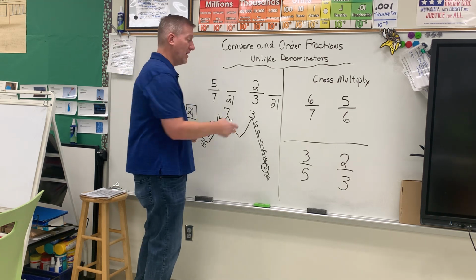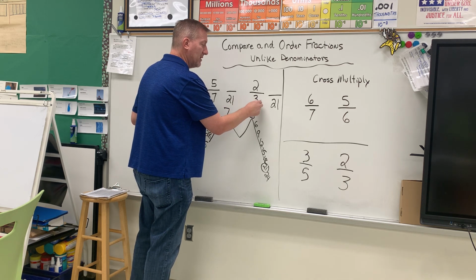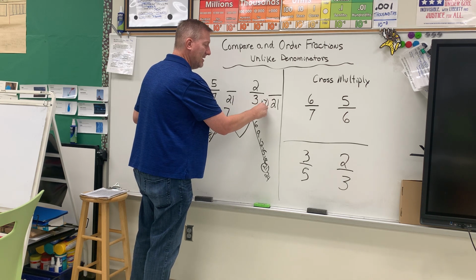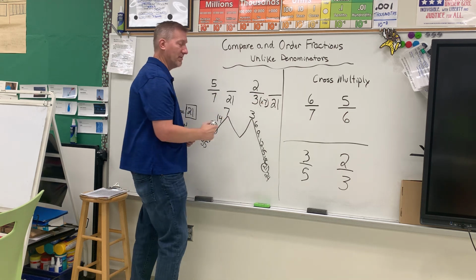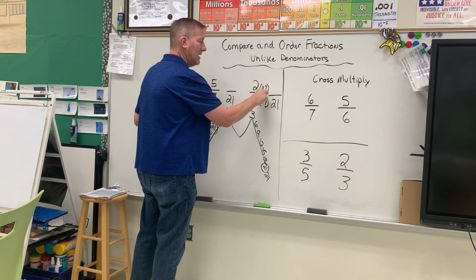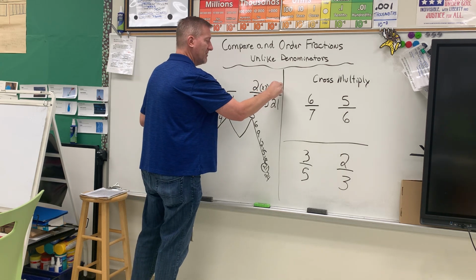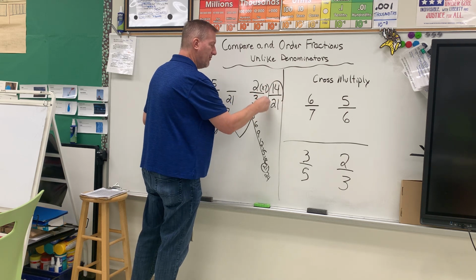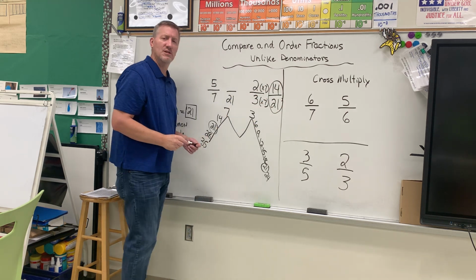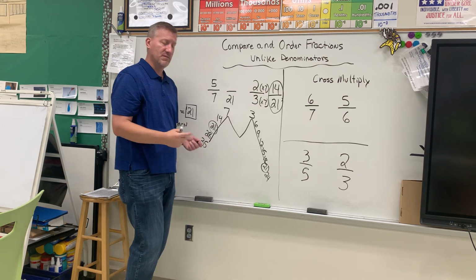So we're going to times both sides by the same thing. I know that 3 times 7 is 21. And that gets me 21 in the bottom. So I have to multiply the numerator times 7. So 2 times 7 is 14. My new fraction is 14 21sts, and that's an equivalent fraction to 2/3.